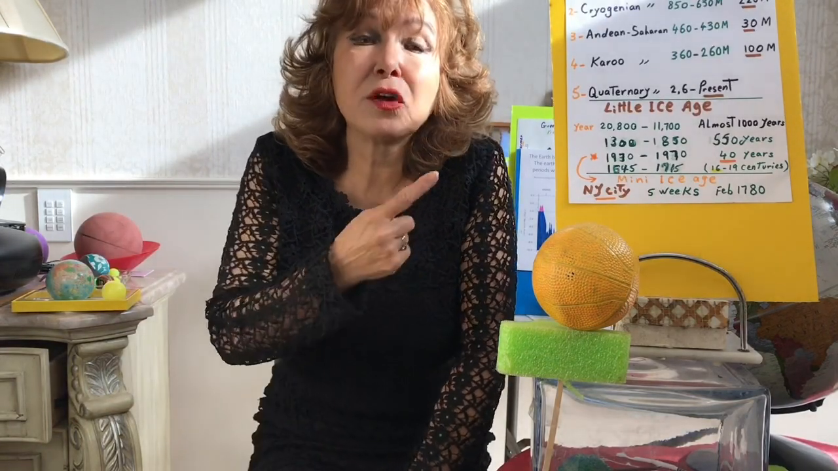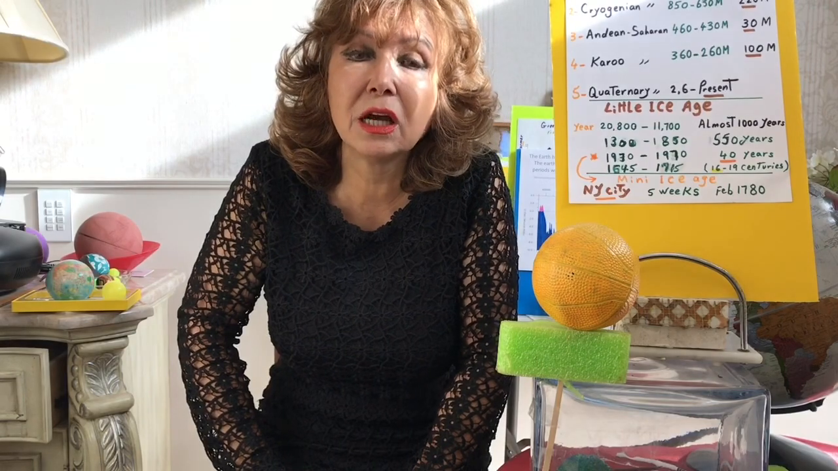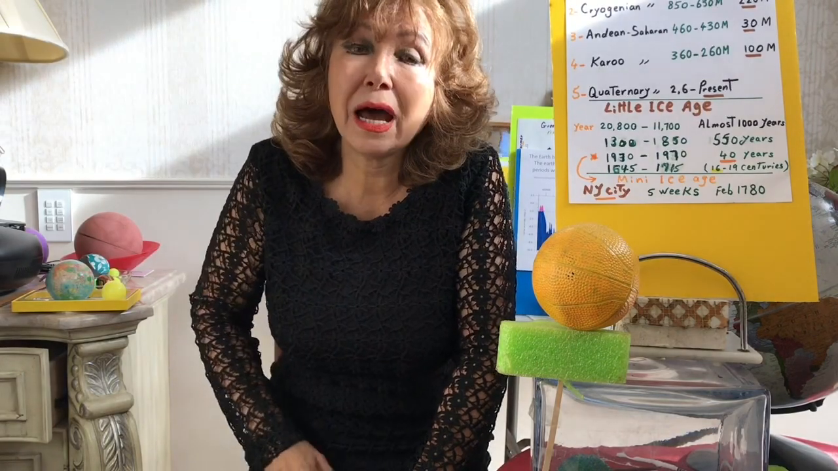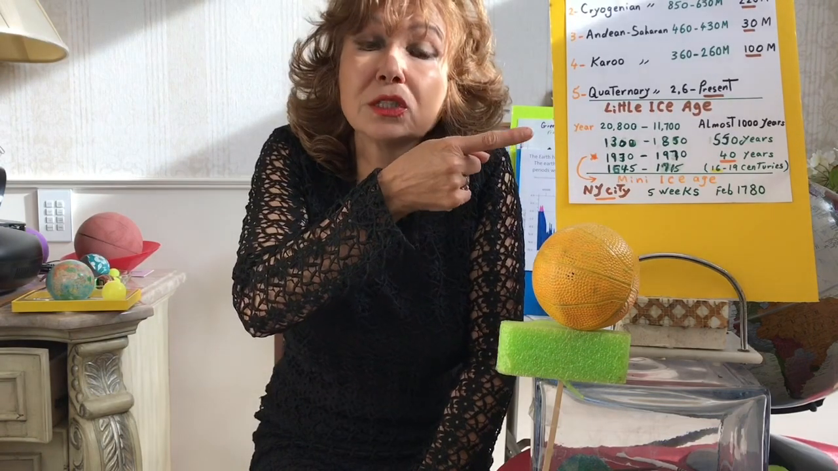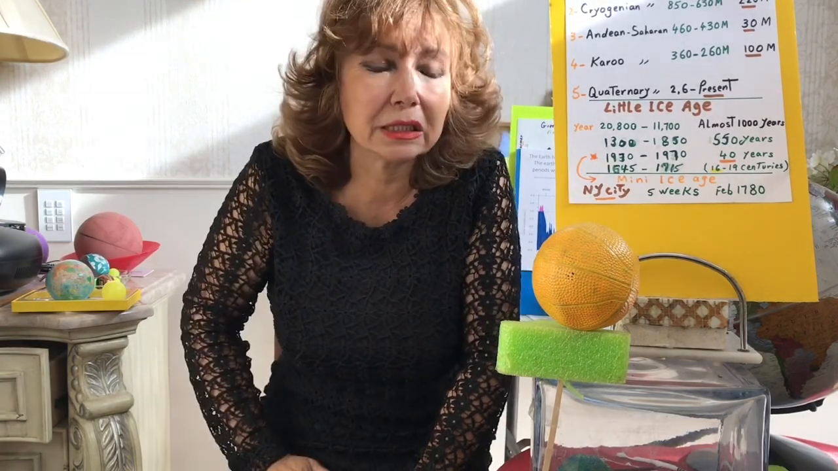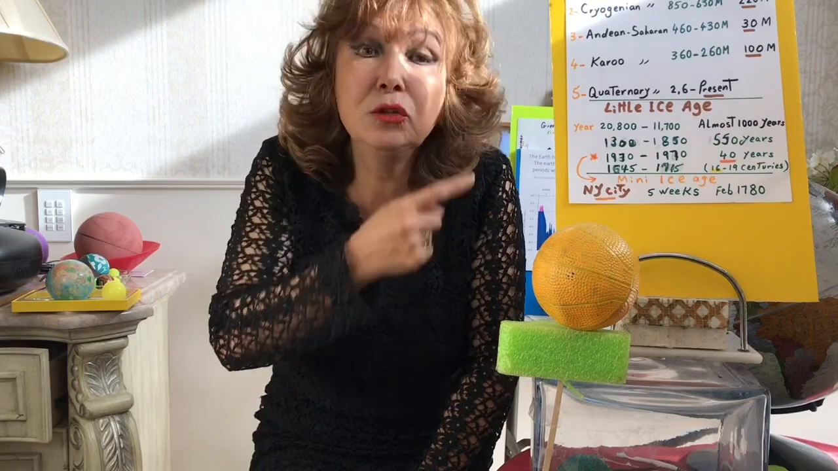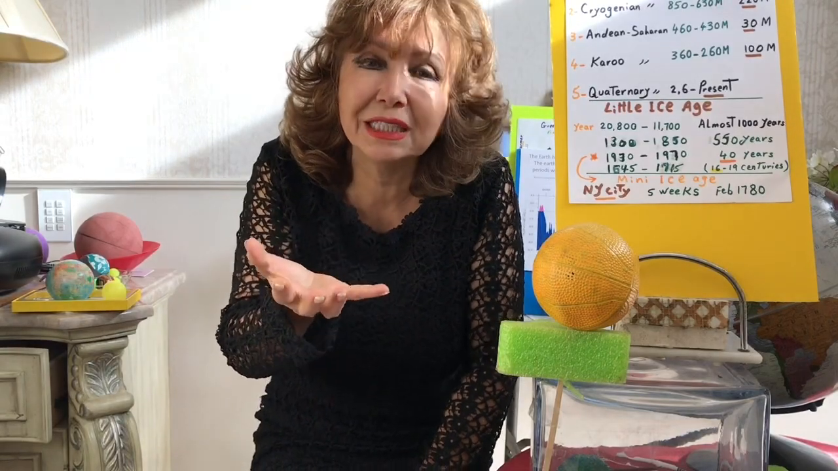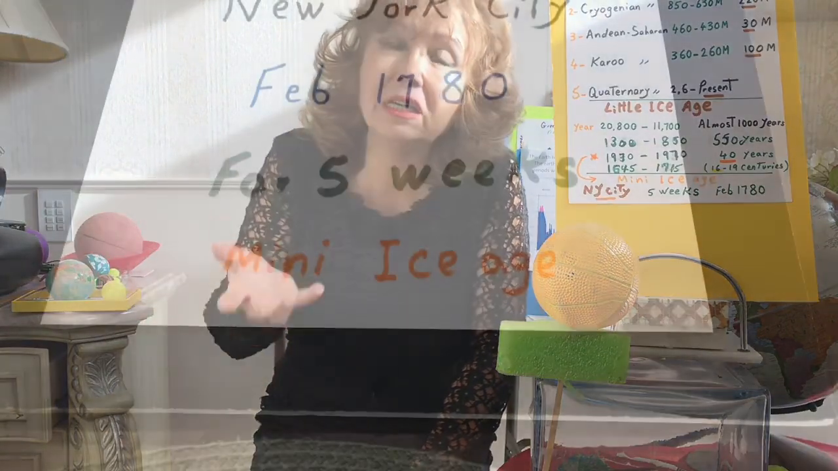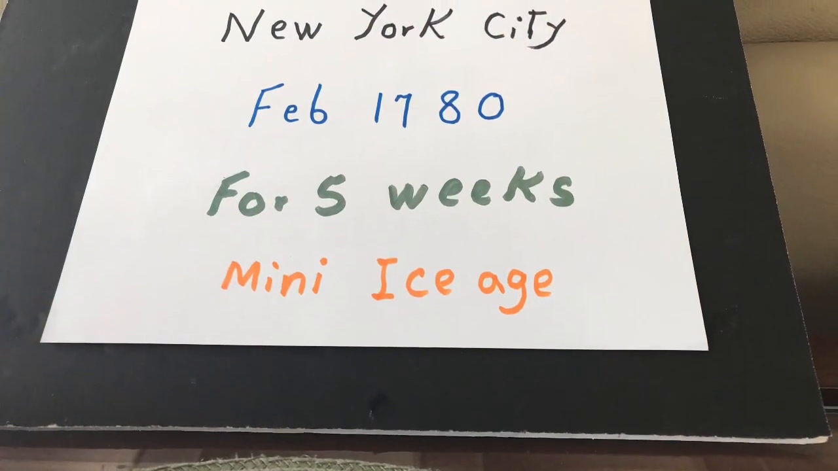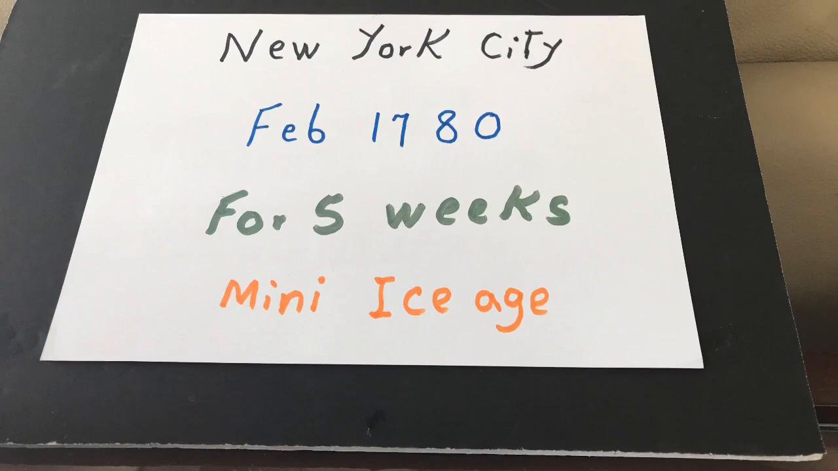And then from 1930 till 1970, also approximately 40 years, we had ice age. So some scientists say that was a little ice age. Some scientists say no, that was a mini ice age. It was a short period. But they all agree, in February 1780, they had a mini ice age.